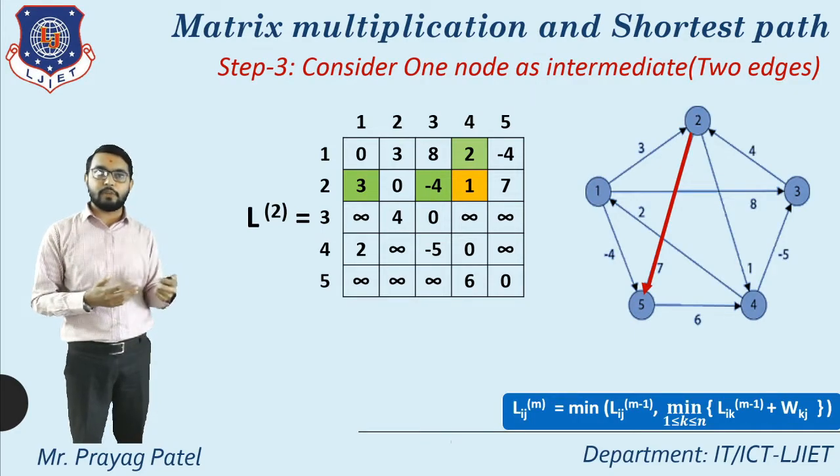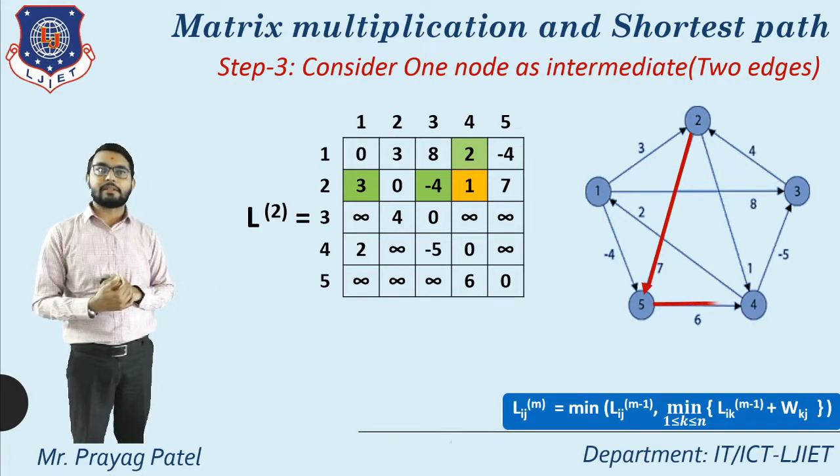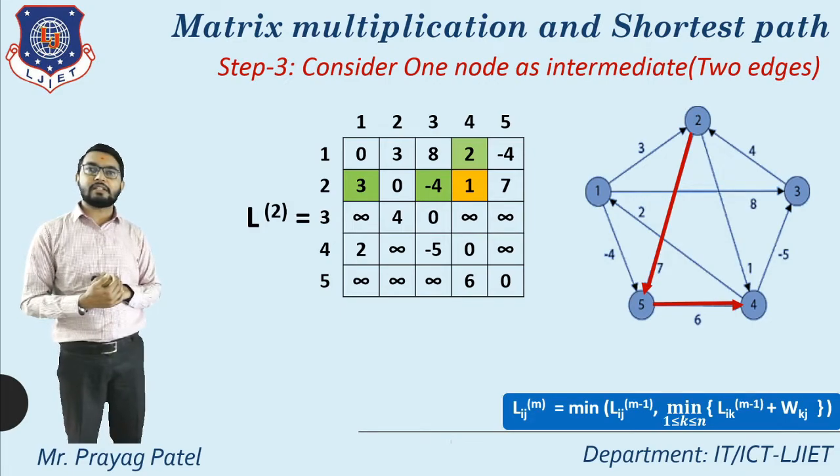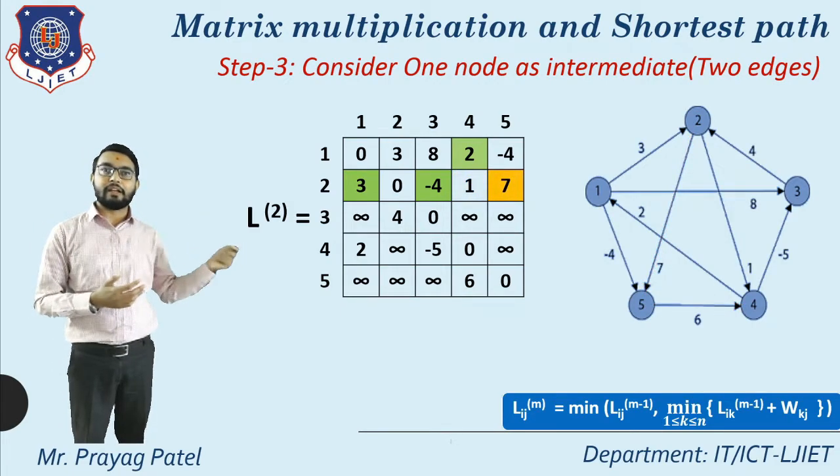Now, is another way possible or not? So in this figure, 2 to 5 then 5 to 4. One path is available? Yes. So what is the distance? Here the distance equals 7 plus 6. So here the value is greater than 1, so no need to change this value.